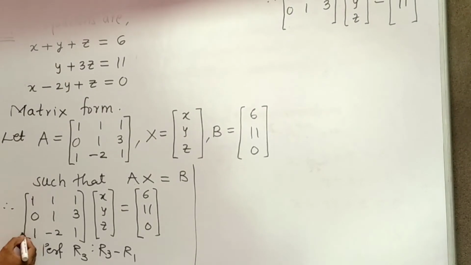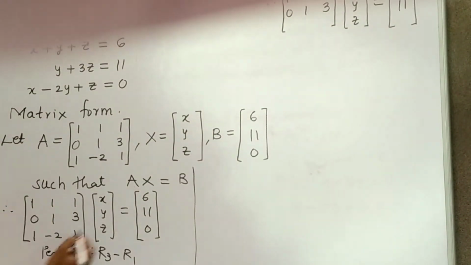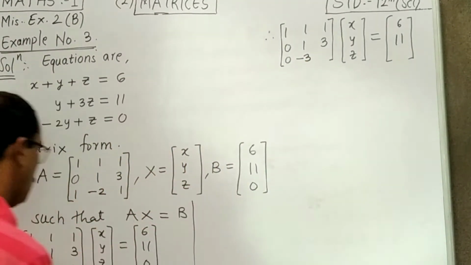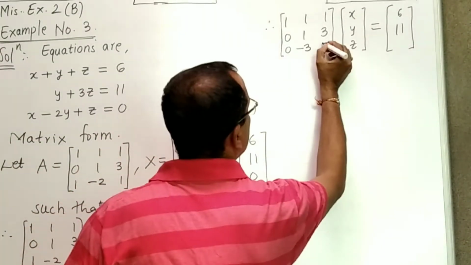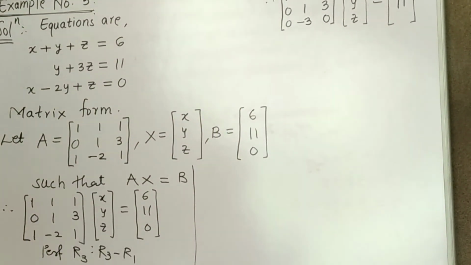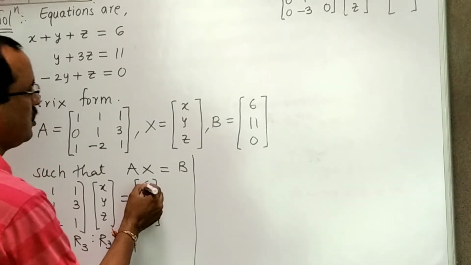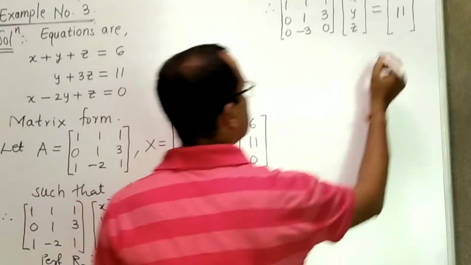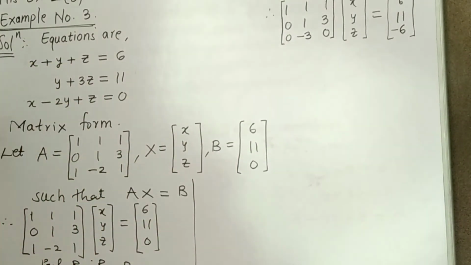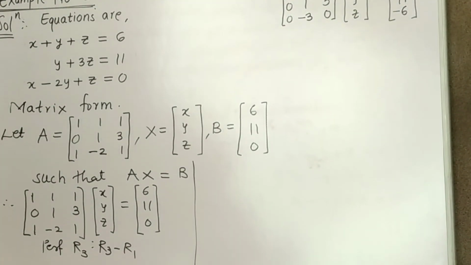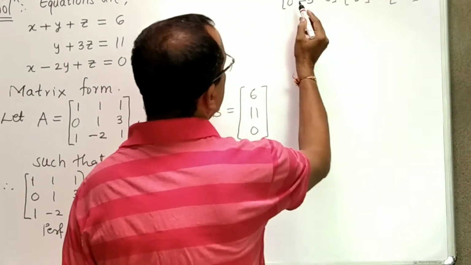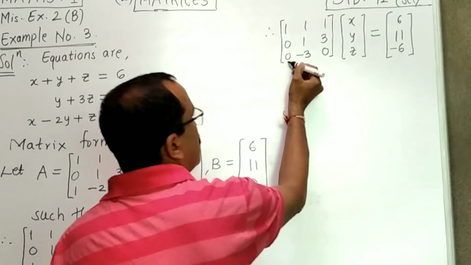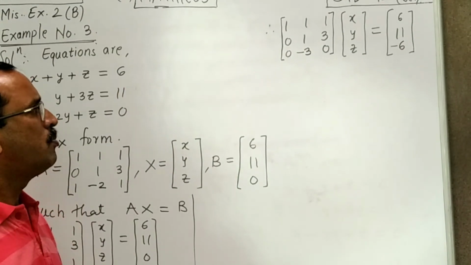So R3 minus R1 means this R3 minus R1. 1 minus 1, 0 here. 2 minus 1... minus 3 here. 1 minus 1, here also 0. 1 minus 1, 0. Then here this element is 6 and this element is 0. 0 minus 6 means this element is minus 6. Now we see that this element is 0. The first column 1, 0. Here also 0.